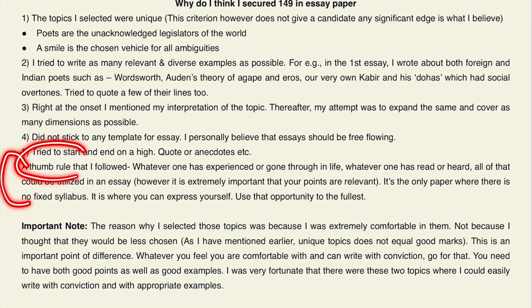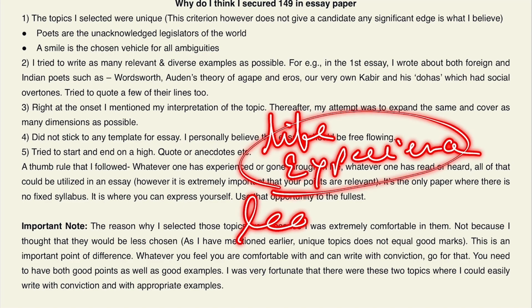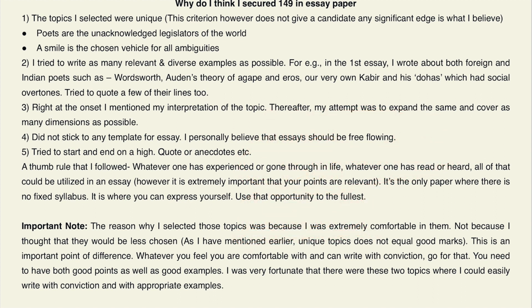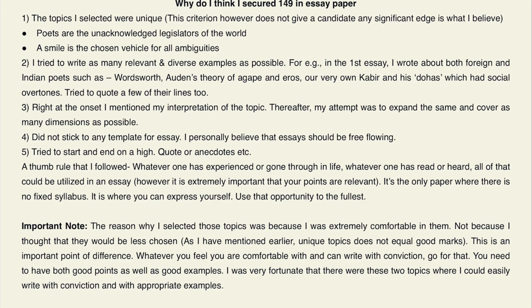And one more thing, he gives a thumb rule which he says I followed. So whatever one has experienced or gone through in life, whatever one has read or heard, all of that could be utilized in your essay writing. So basically your life experiences, learnings, you can write in your essay paper. If you have heard about some poems, some songs, some movies you have watched, you can definitely write in your essay paper. The only thing which is important is that whatever you are writing should be relevant. So an essay is the only paper where there is no fixed syllabus and where there is a lot of opportunity to express yourself. So use that opportunity to the fullest.